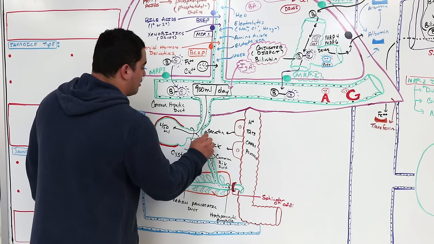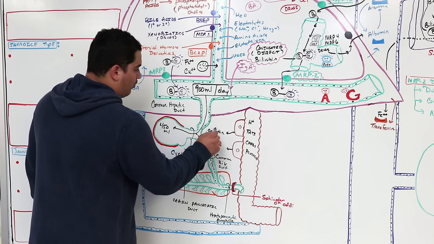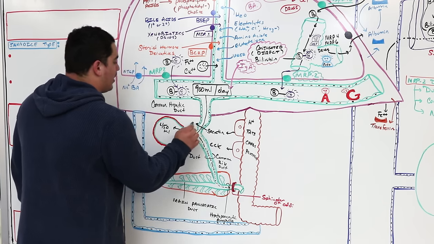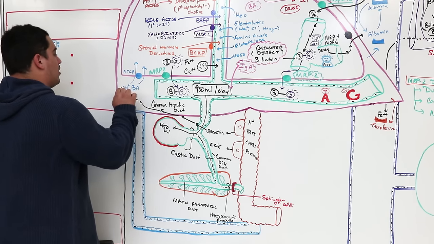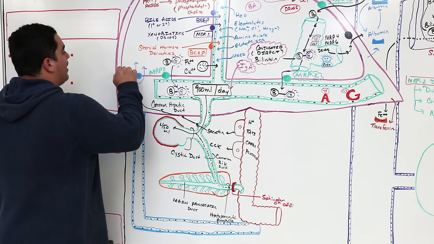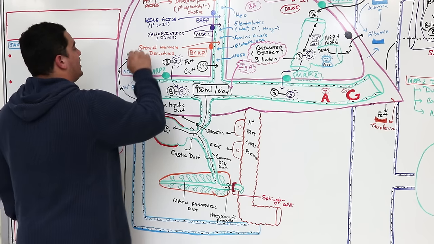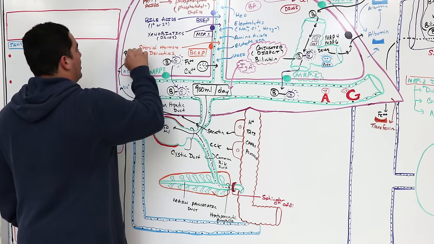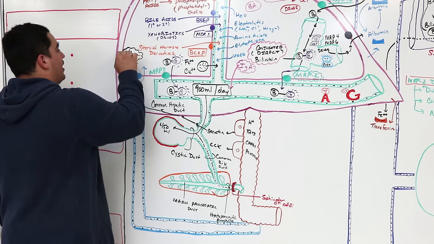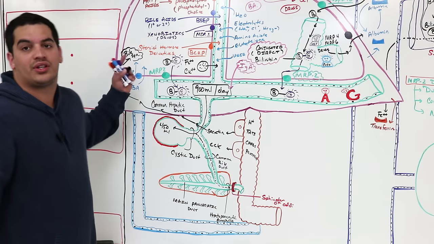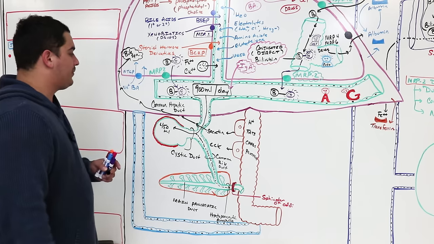If you remember, what did secretin do? Secretin was responsible for doing two things. One is that it's responsible for stimulating all of these different bile synthesis pathways. So bile synthesis, that's its function, okay? So secretin is designed to tell the liver to start synthesizing tons and tons of bile.